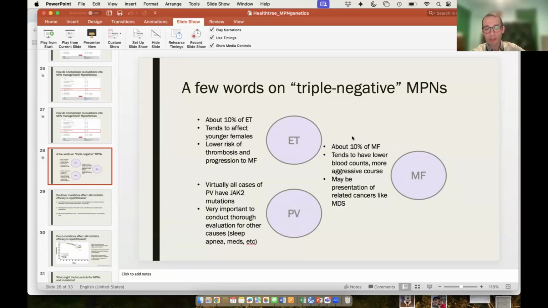But it's certainly an area of interest within the MPN community, and hopefully in the future we're able to maybe prevent some of these cancers before they start.